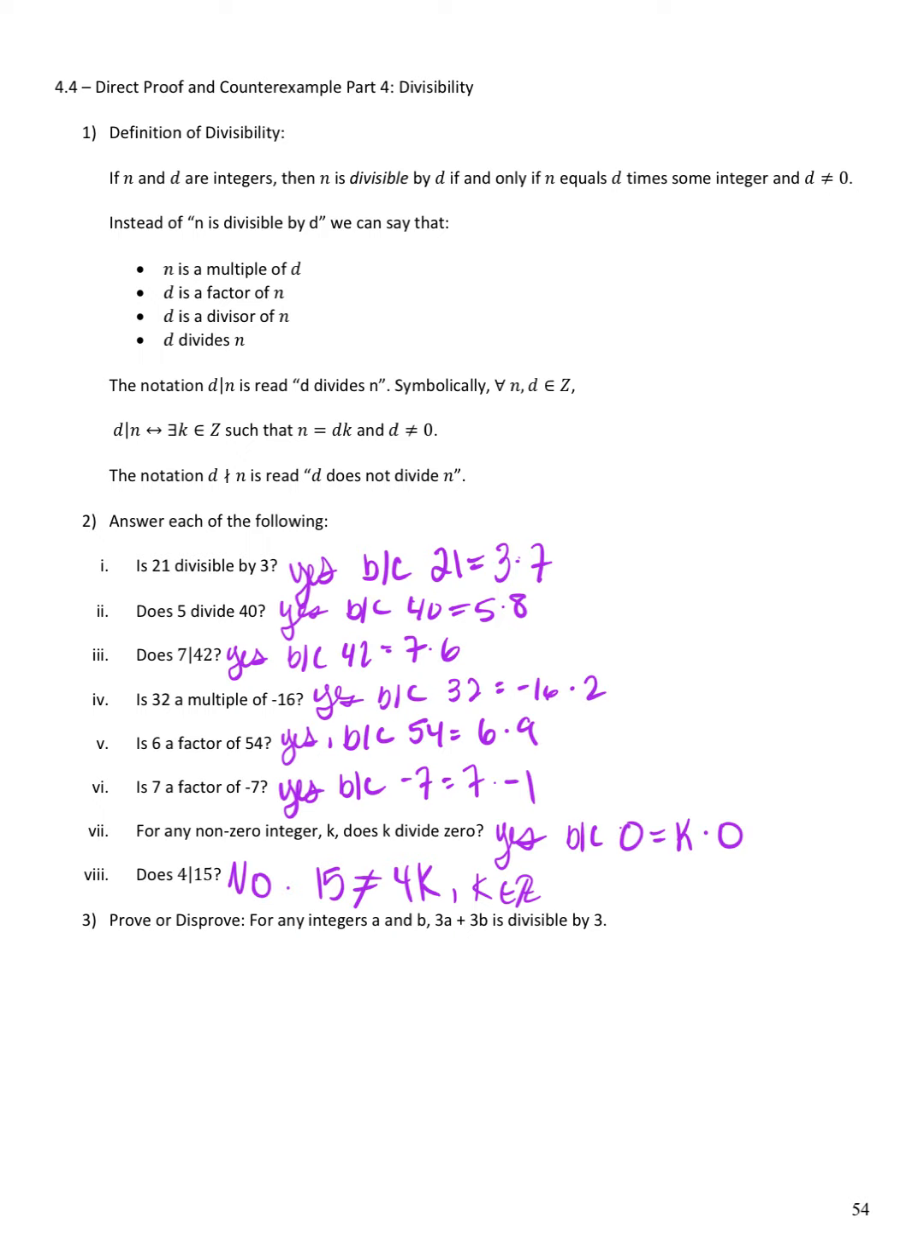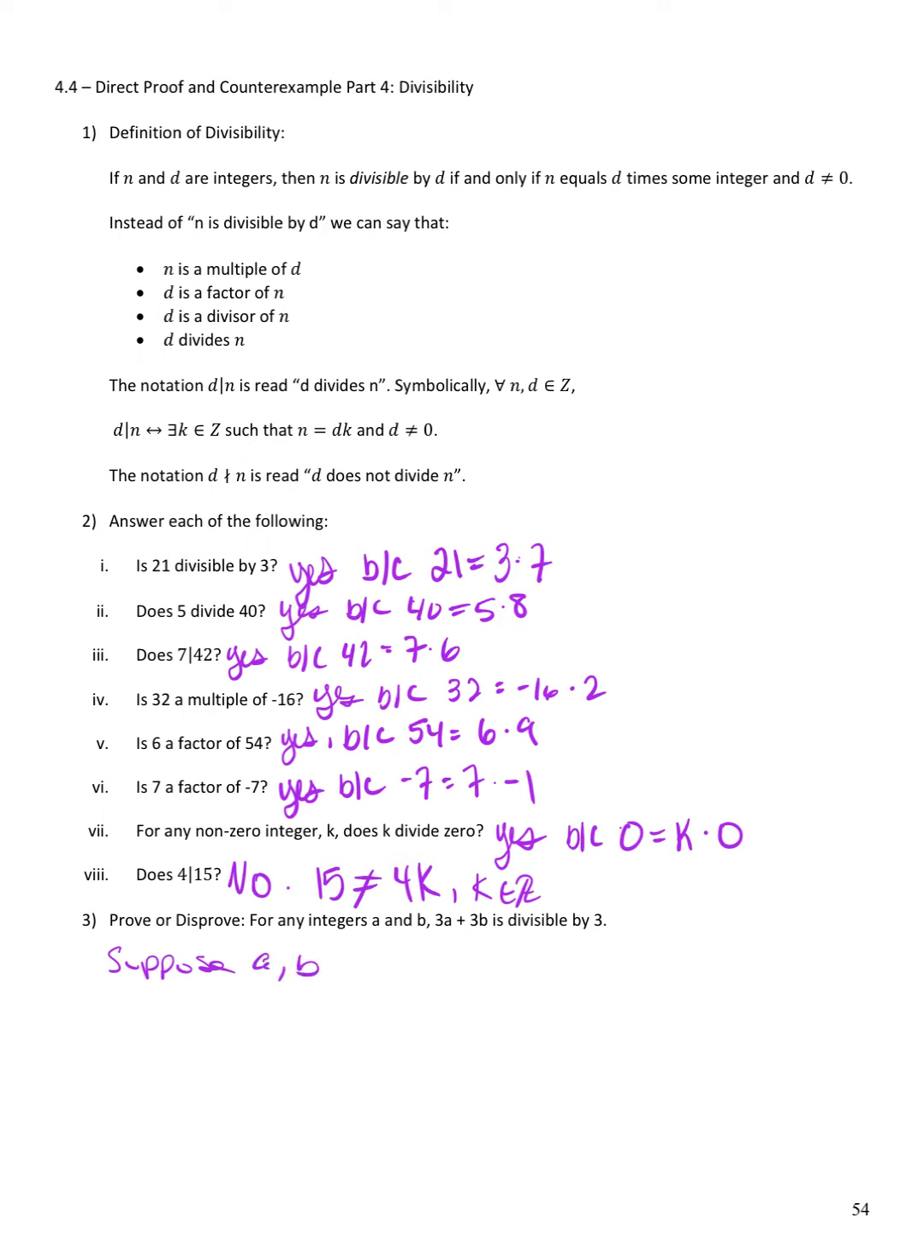All right, so prove or disprove. For any integers a and b, 3a plus 3b is divisible by 3. So this is going to be very similar to our even and odd proofs. Like if we were trying to prove 3a plus 3b is even or odd, we're trying to make it look like 2k or 2k plus 1. If you're trying to prove that it's divisible by 3, you need to make it look like it's 3 times an integer, 3k.